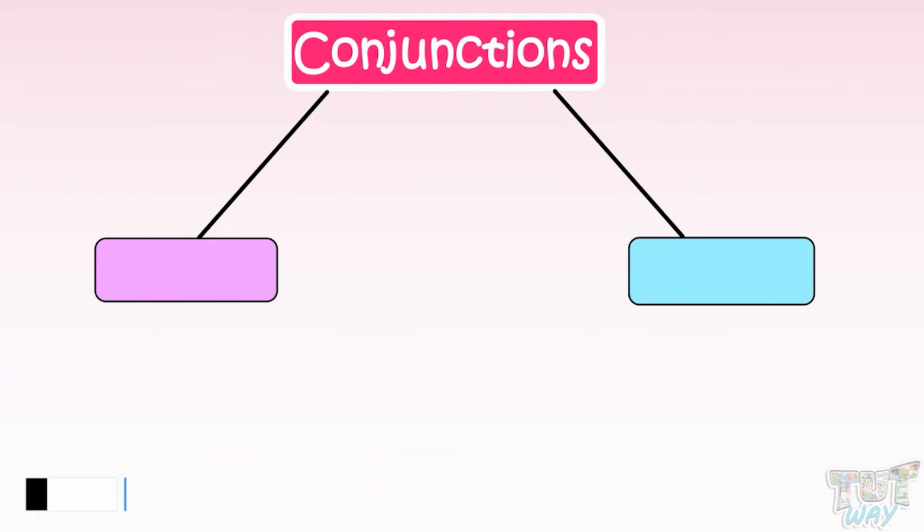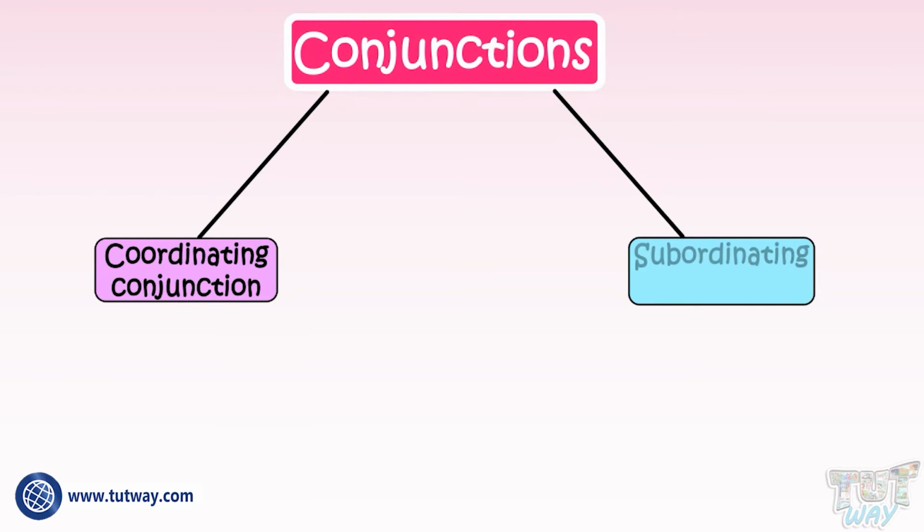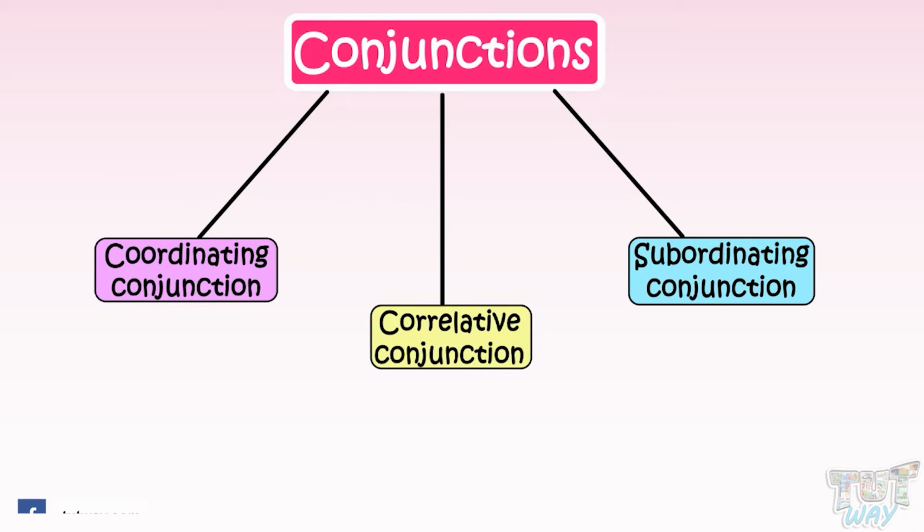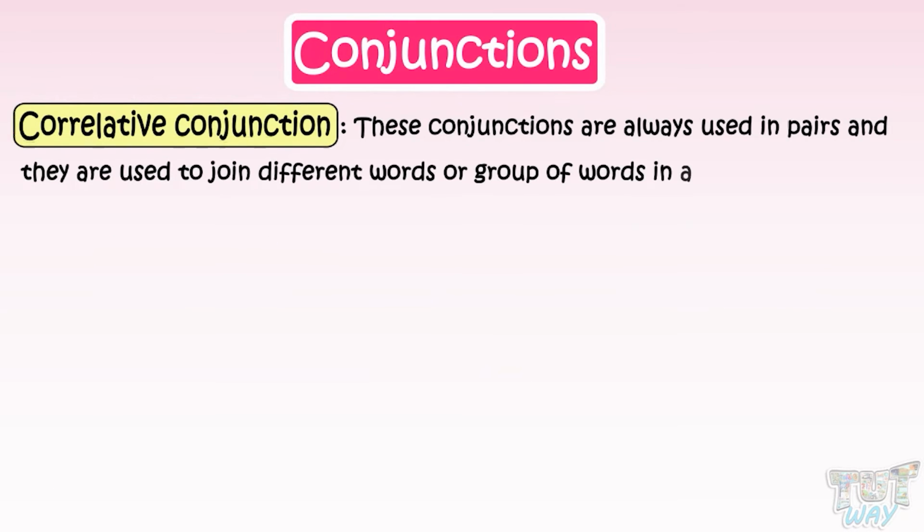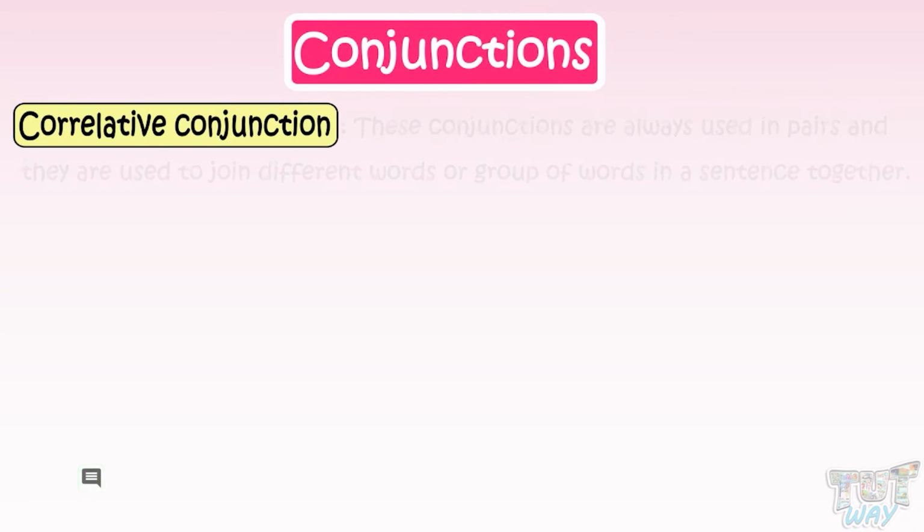Now we have learned two types of conjunctions in detail. First one was coordinating conjunction we learned in the last section. And next is all type of subordinating conjunction in this assignment. And now we're going to learn about the last type of conjunction, which is correlative conjunctions. These conjunctions are always used in pairs, and they are used to join different words or groups of words in a sentence together. Now let's learn about some commonly used correlative conjunctions one by one.